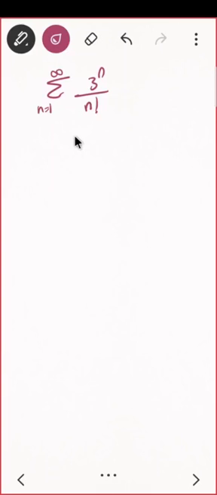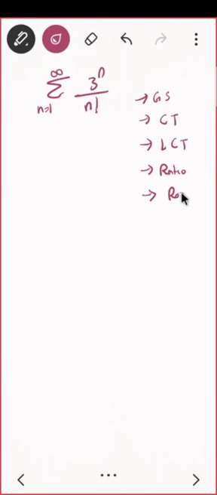So you have so many options now. The first option is geometric series. The second option is comparison test. The third option is limit comparison test. The fourth option is ratio test. The fifth option is root test. Do you agree? You have so many options now.